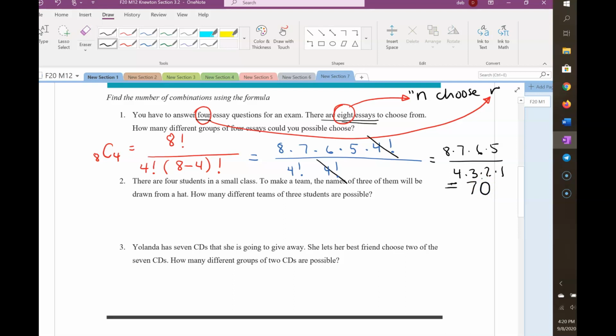So 70 is the result that I get. You might want to try and find this button on your calculator, because it will just give you the 70 as a result directly. And we're going to use this number to do something else with. Right now we're just learning about this idea of combinations.